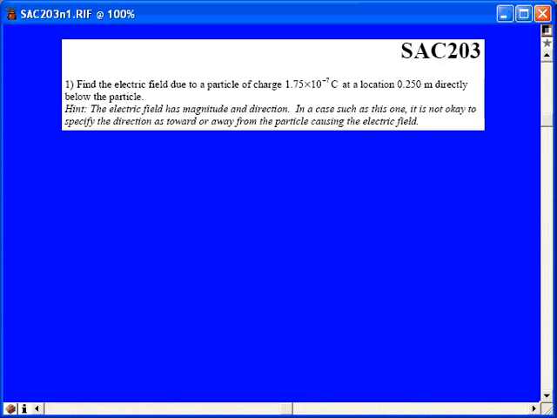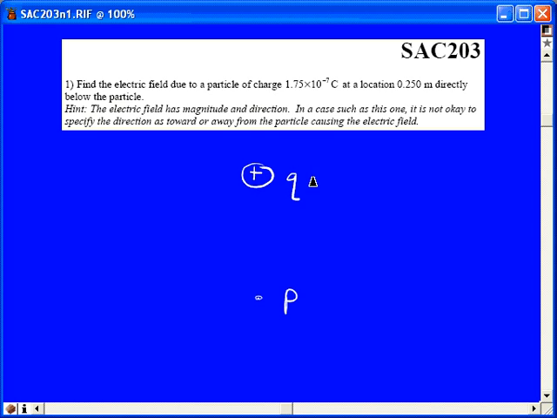In problem 1, they want us to find the electric field due to a positively charged particle. Let's go ahead and pop that in here. A positively charged particle, and they want it at some location, call it point P. Find the electric field at point P at a position directly below the charged particle.